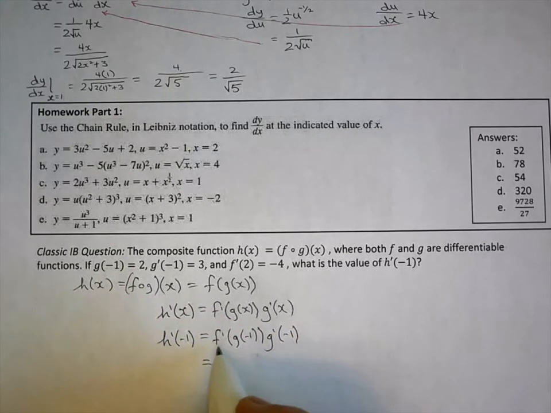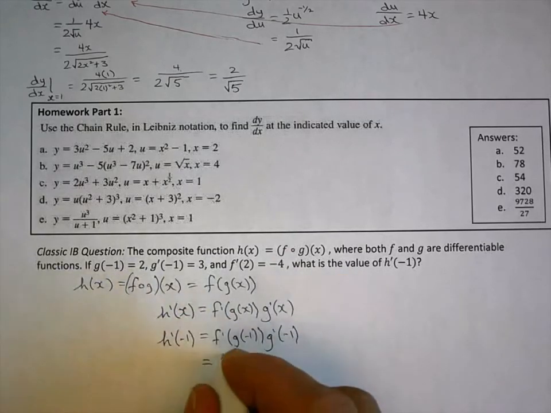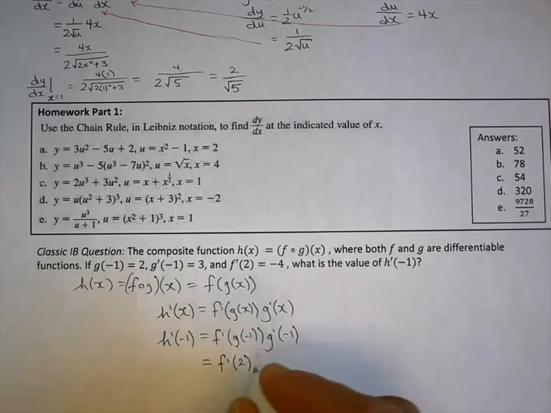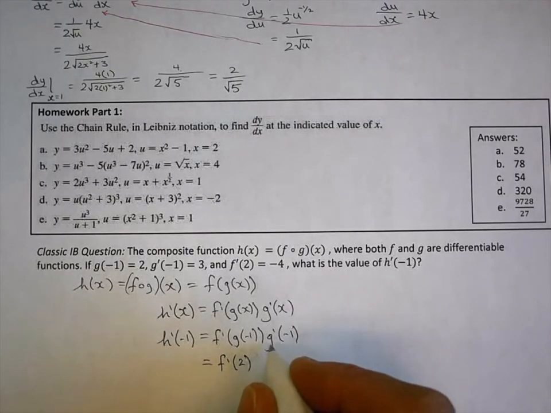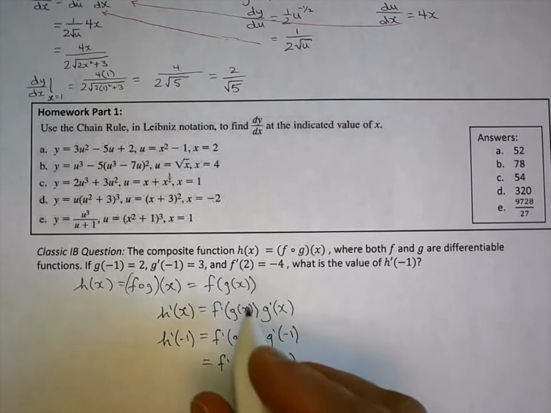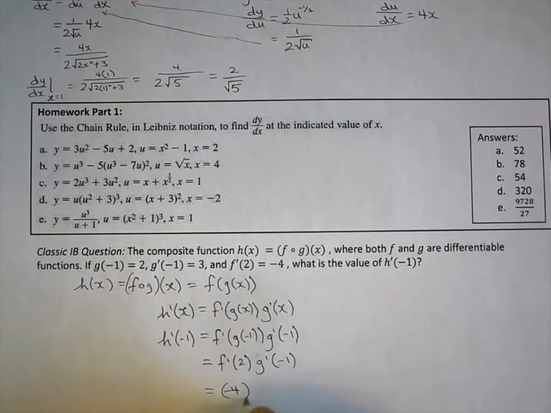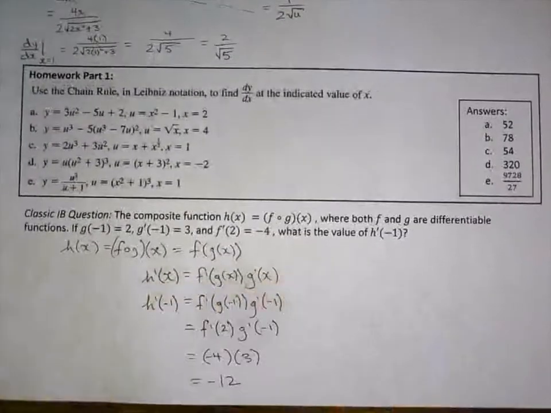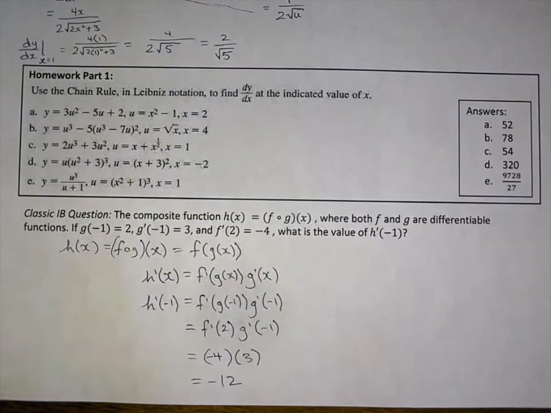Now, let's watch how this works. G at -1. Oh, that was given to me. It's 2. So this is really f prime at 2 times g prime at -1. And again, both these things are given to me. F prime at 2 is -4. G prime at -1 is 3. So my answer is -12. This is an odd question, but it's a quick one. You can see how you really have to understand how to apply the chain rule.